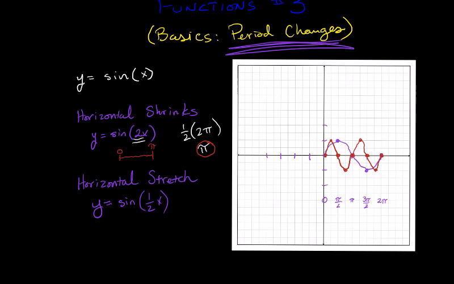Okay, and with a horizontal stretch, you would take the same approach. The value on the inside is less than 1, so you're going to multiply by the reciprocal. So 2 times 2 pi would be 4 pi. So the graph would start at 0 and it would end at 4 pi. Meaning that halfway, at 2 pi, only half the graph would get covered from 0 to 2 pi, and then 2 pi to 4 pi would be the other half.